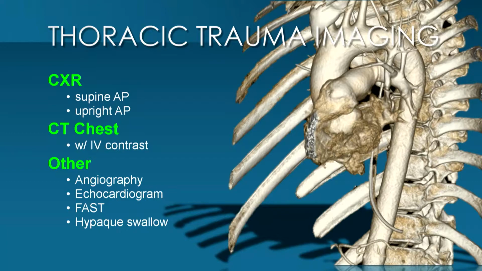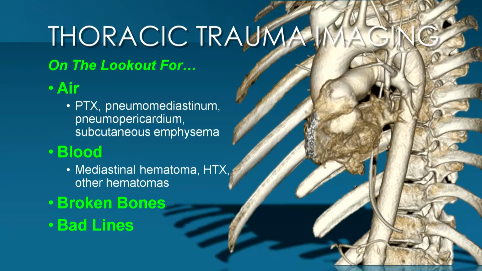When it comes to doing a CT of the chest, obviously we do that with IV contrast, and we'll talk about technique and incorporating that into whole body CT. And then other tools that we have to evaluate these patients include angiography, and then more for select targeted diagnoses, the echocardiogram, the FAST, and water-soluble contrast swallow. Basically, what we're looking for is air and blood in the wrong places, and then broken bones, bad lines.